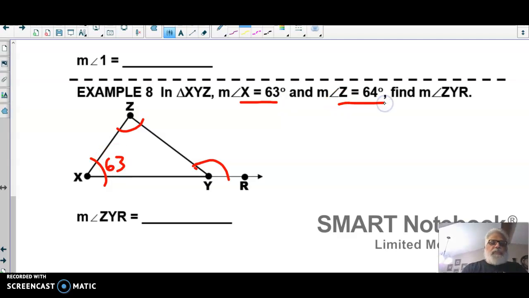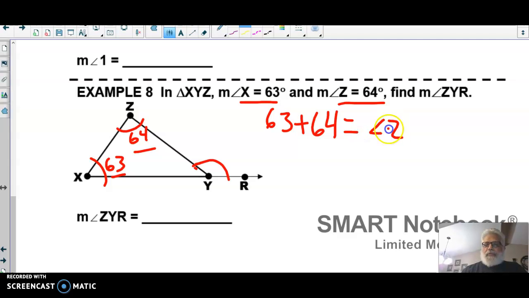angle Z is 64, and I have to find the exterior angle. On this problem, all we have to do is add up the two remote angles, which happen to be 63 and 64, and it will equal angle ZYR, which happens to be the exterior angle.